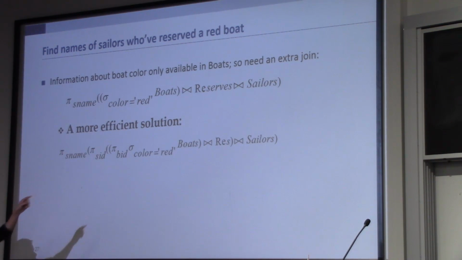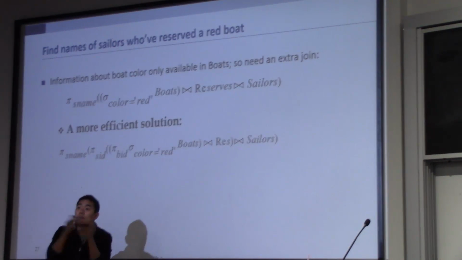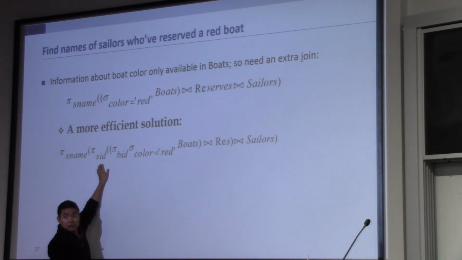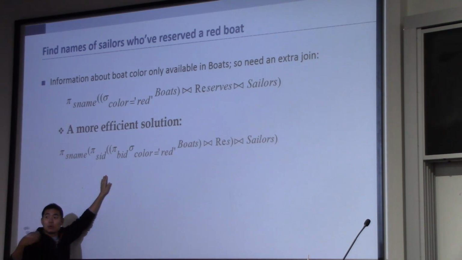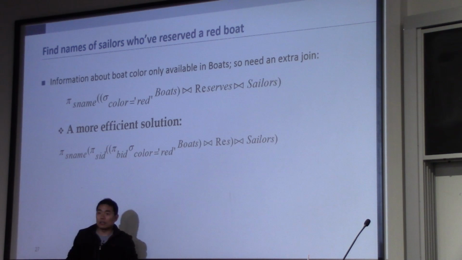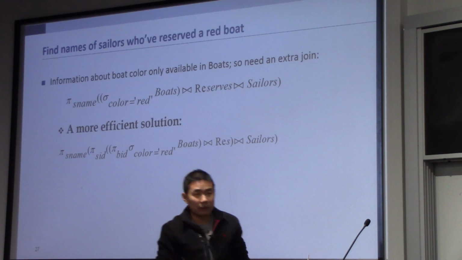Okay? Then you naturally join with reserve. And after you have done this natural join with reserve, even the boat ID is irrelevant anymore. All you care about is just the sailor ID, because now it gave you the list of sailor IDs who have reserved a red color boat. And then I only use these sailor IDs to natural join with sailors. This is a much more efficient way of doing the same query, right?